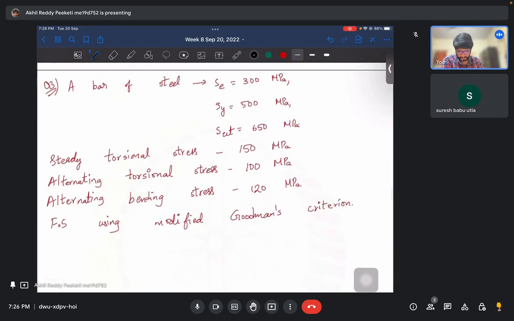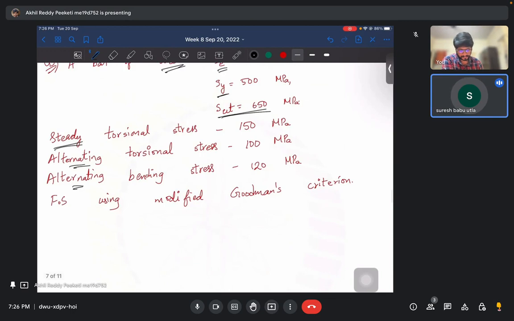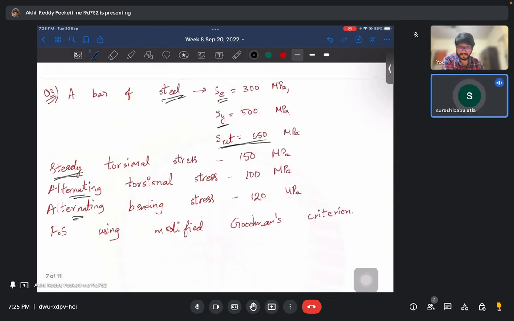So next question. We have a steel bar and given endurance strength, yield strength, and ultimate tensile strength as previously. Now we have a steady torsional stress, alternating torsional stress, alternating bending stress, and we need the factor of safety using modified Goodman's criteria. Only in Soderberg criteria do we need to use the yield strength. Otherwise, we don't need it in modified Goodman's criteria.